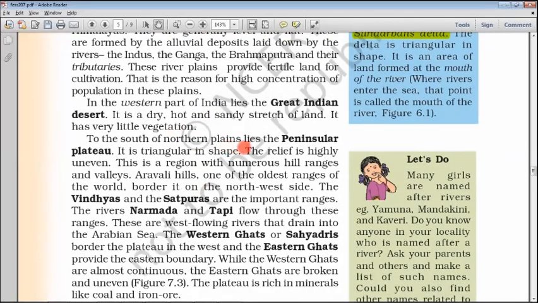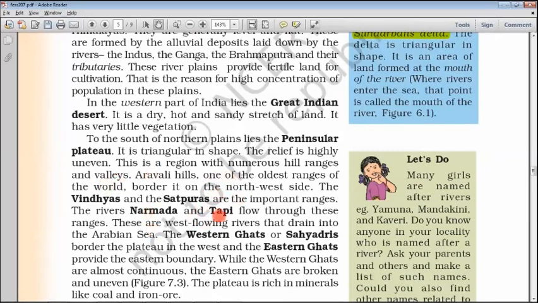And to the south of the northern plains, we have the Peninsular Plateau, which is triangular in shape, but very much uneven. We have a lot of hill ranges and valleys in this plateau, like Aravali, Vindhya, Satpura, the Western Ghats, also known as Sahyadri, and the Eastern Ghats. Among them, the Aravali hills are one of the oldest ranges in the world.